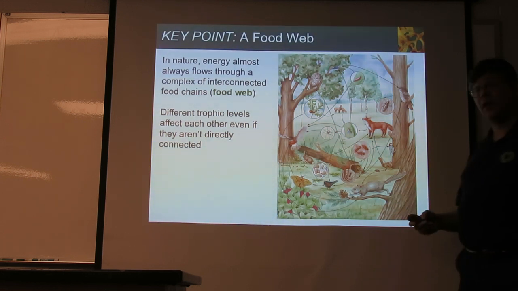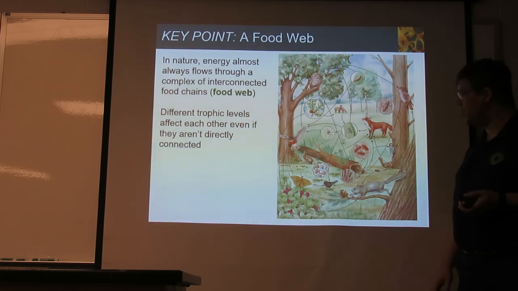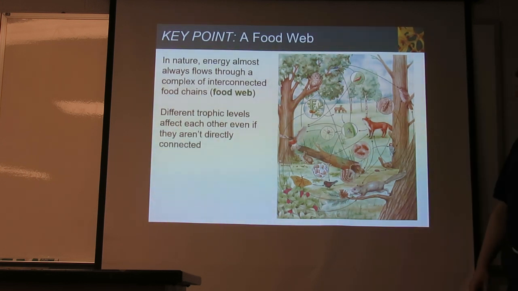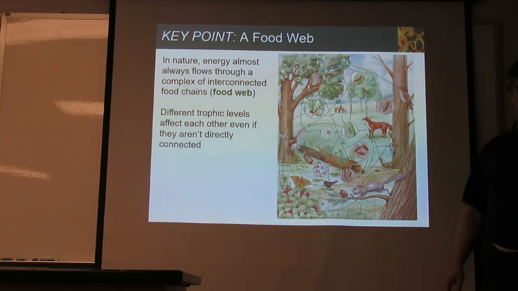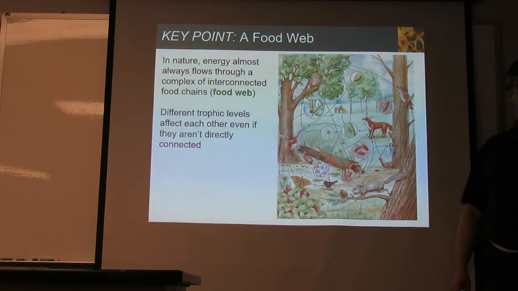And because of this, different levels will affect each other. Even though, for example, the fox is not munching on oak leaves, if the oak isn't doing well, that's fewer nuts for the squirrel and chipmunk that the fox would want to eat. So things affecting one level are going to affect the other levels, even if it's not a direct, immediate connection.